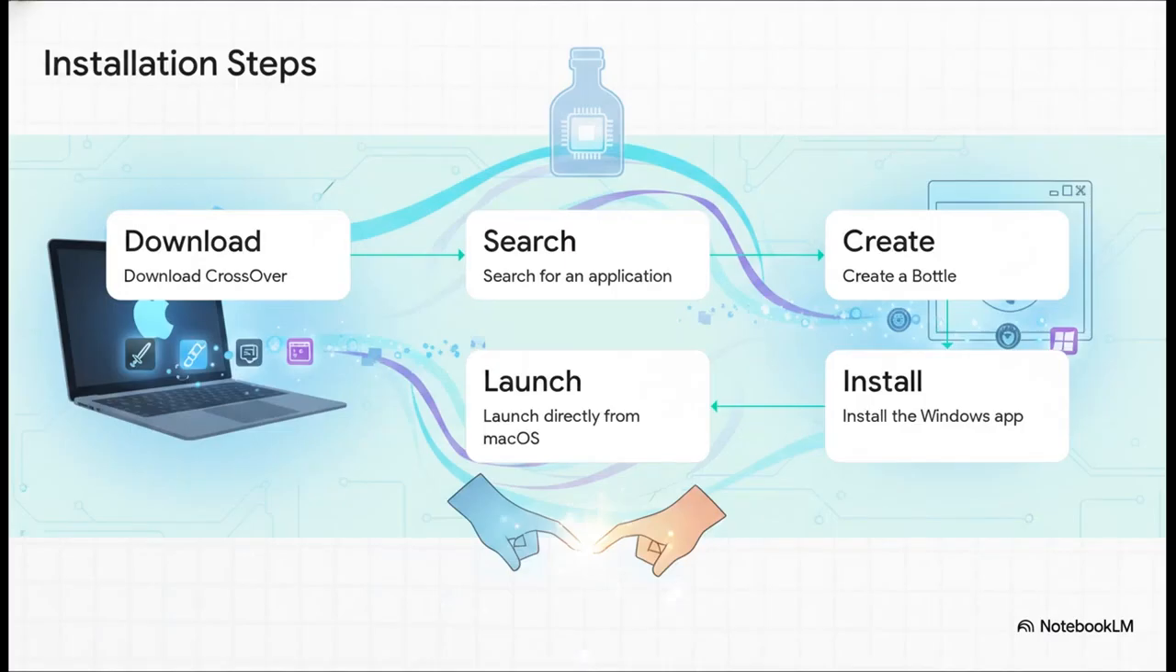Now, if you find your app is supported, the setup process is beautifully frictionless. It's just 5 simple steps. You download the app, launch it, search for the program you want, create your bottle, and install. That is the whole shebang. Step 5 is definitely the best part. You just launch the Windows app directly from your macOS dock, exactly like any standard Mac application. If you remember the dark ages of manually configuring complex wine wrappers with actual lines of code, this modern setup process is an absolute breath of fresh air.